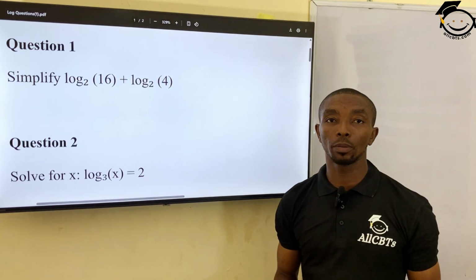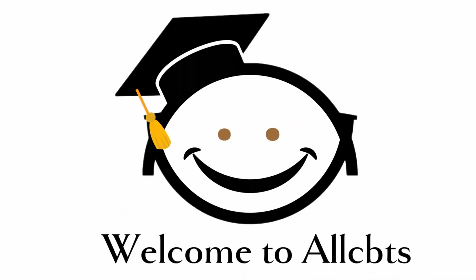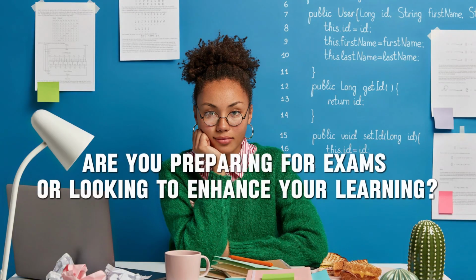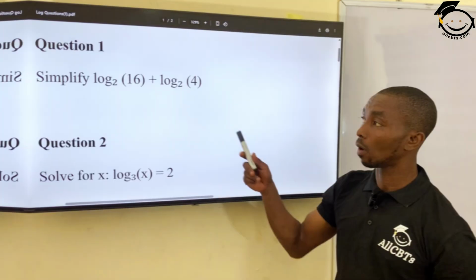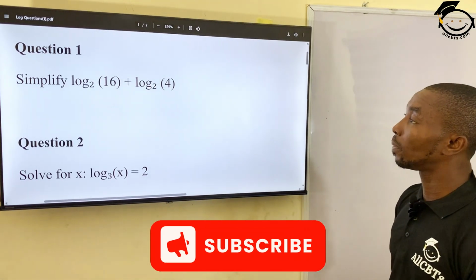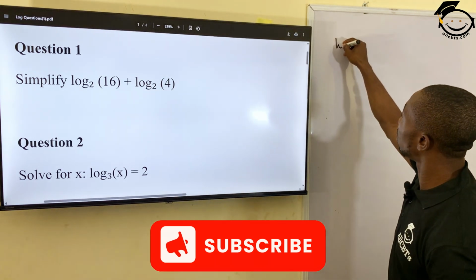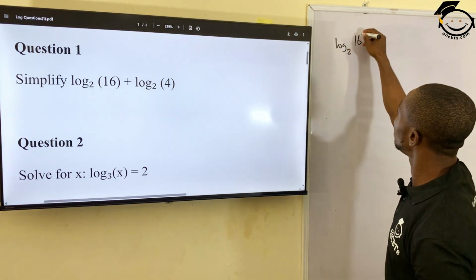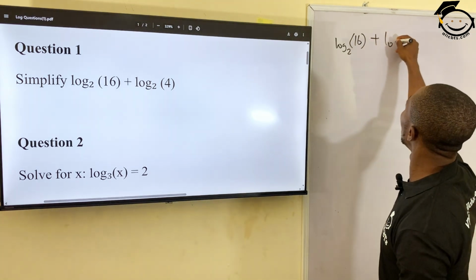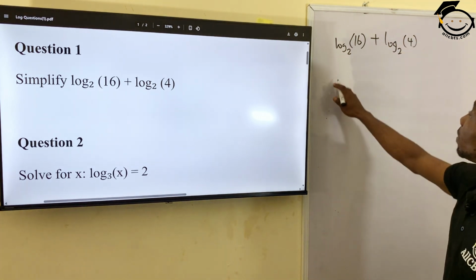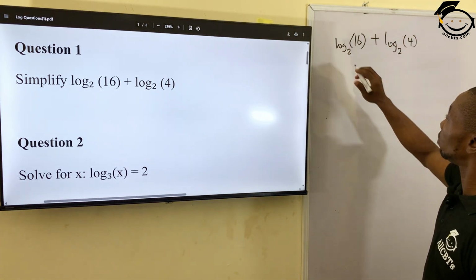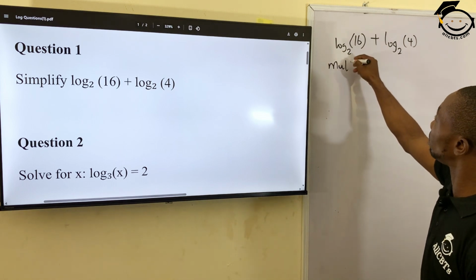Today we'll be solving logarithm past questions. For our question 1, it says simplify log₂16 plus log₂4. Now, in simplifying this, we'll first of all remember our multiplication law.